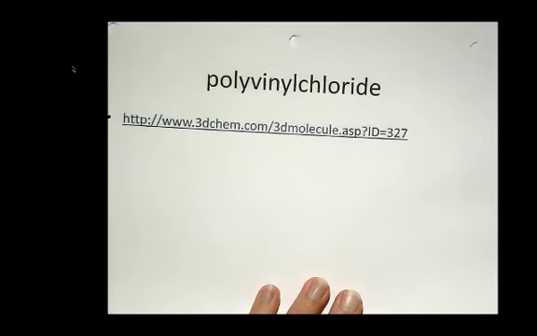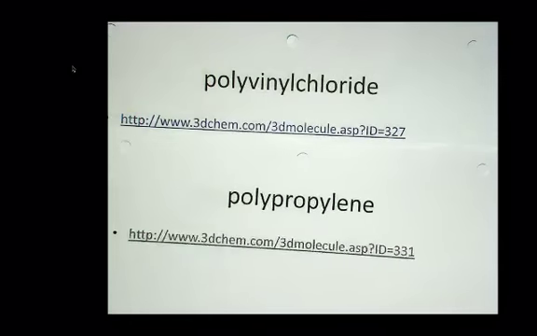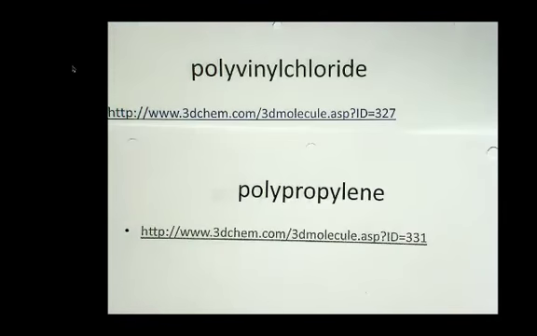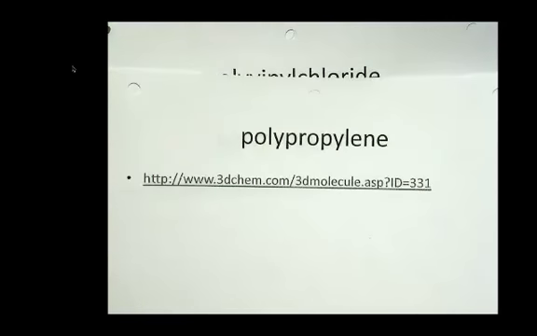The 3D Chem site also has polyvinyl chloride, PVC, and also polypropylene. Polypropylene is another plastic that is the propylene monomer, which is in your book. You can read about that one.